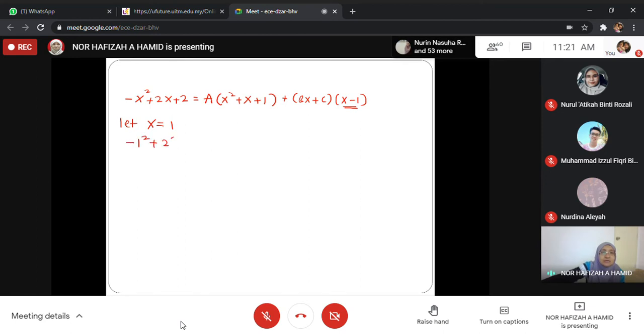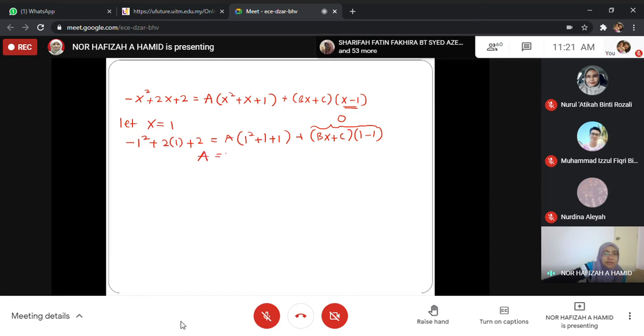Plus 2. Okay, so equal to A, 1 square plus 1 plus 1, so plus Bx plus C, 1 minus 1. So automatic this term becomes 0. So 1 minus 1 is 0. So dah 0 kat sini, you boleh terus calculate value for A. So A is equal to 1. Okay, so you dapat A equal to 1.